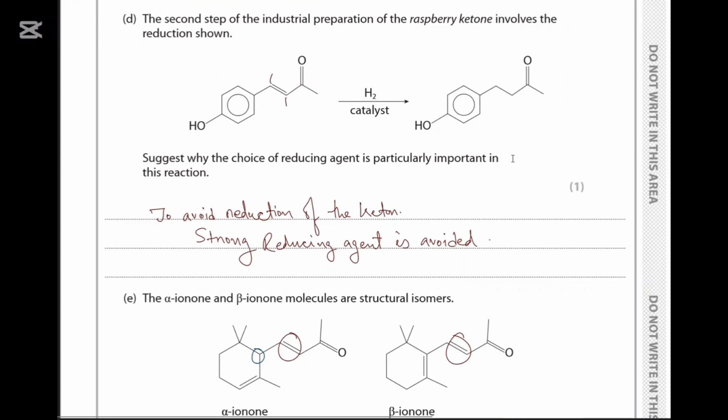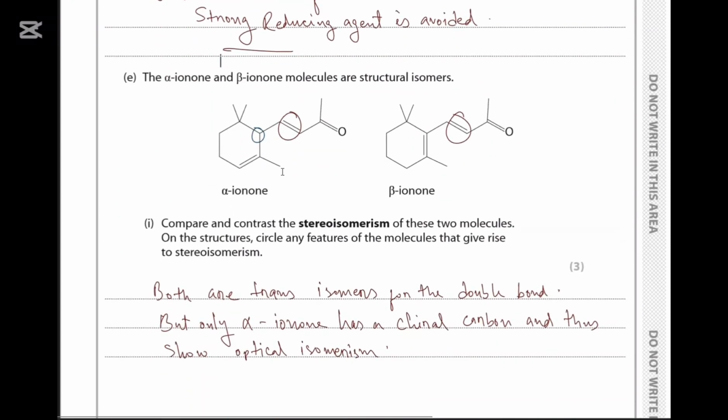Okay, so I cannot use too powerful a reducing agent, because if I use a too powerful reducing agent like LiAlH4 or something like that, it will actually reduce the ketone here. It will reduce the ketone to an alcohol, and so therefore I cannot use strong reducing agents.